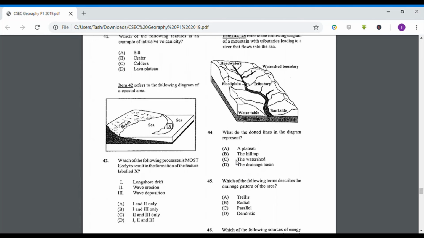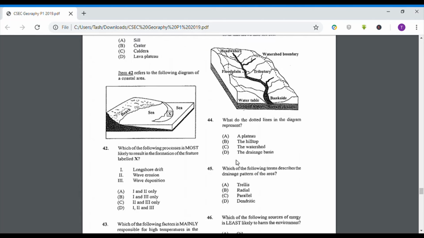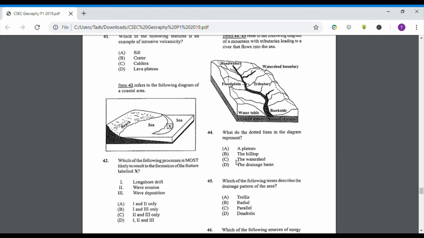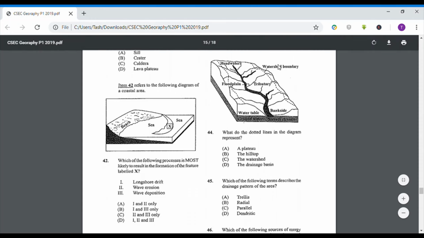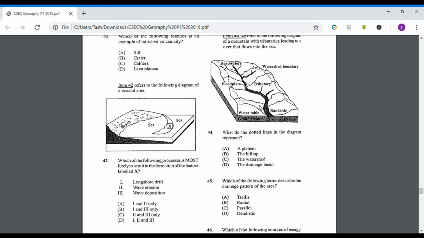45. Which of the following terms describes the drainage pattern of the area? So for drainage pattern, you are looking at how the water flows off the land, what kind of shape it creates when it is flowing off the land. So we have a trellis pattern, radial pattern, parallel, and dendritic. This drainage pattern resembles a rectangular grid. So if you look here, we are not seeing rectangular lines joining to the main river here. That is not the shape that we have. So trellis would have been out.